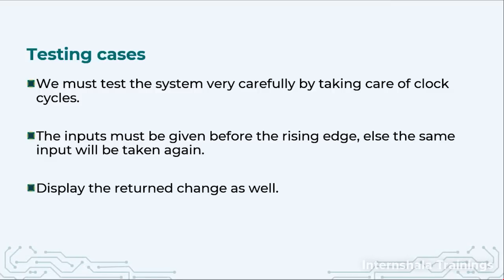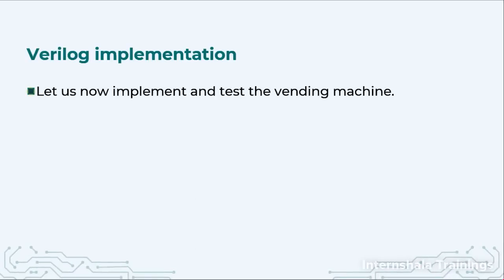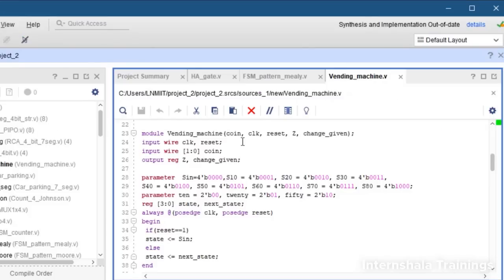Display the return, whether we are giving change or not, and we will also display whether we are giving the output or not. So now let us go to Vivado and test the system using Verilog. So here we have written the code.